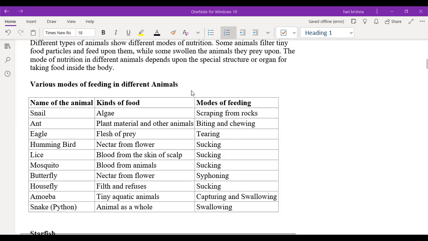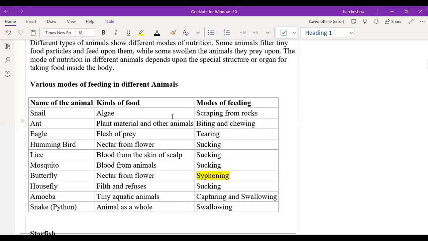One by one. Butterfly also sucks the nectar. Sorry, that name is not sucking, it is the siphoning process. Siphoning the nectar from the flowers. The mode of feeding is also important. You should remember that one.